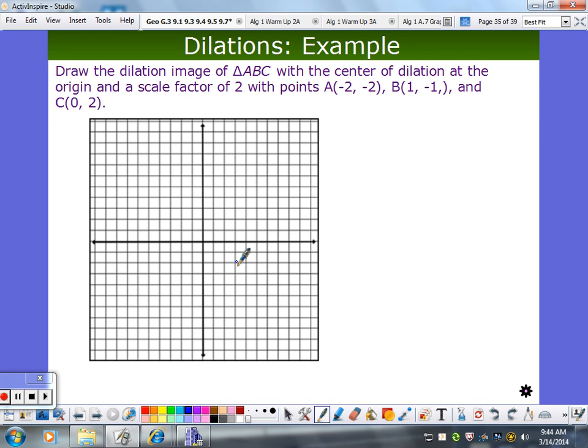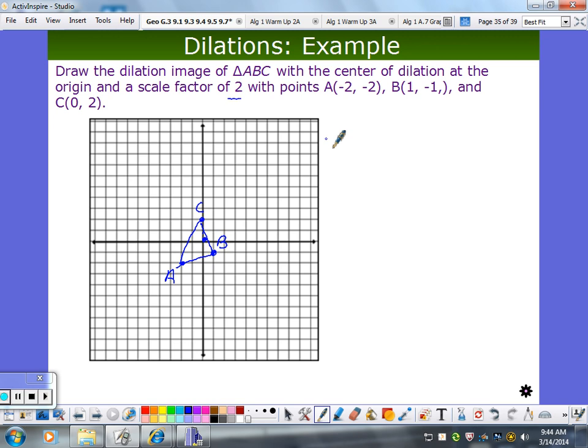So we're going to draw the dilation of triangle ABC with the center of dilation at the origin. If it doesn't say where the center of dilation is, we're always going to assume it's the origin. Okay, so A is -2, -2. Hopefully you're following along. B is 1, -1. And C is 0, 2. There's my original, my pre-image. And what's my scale factor?